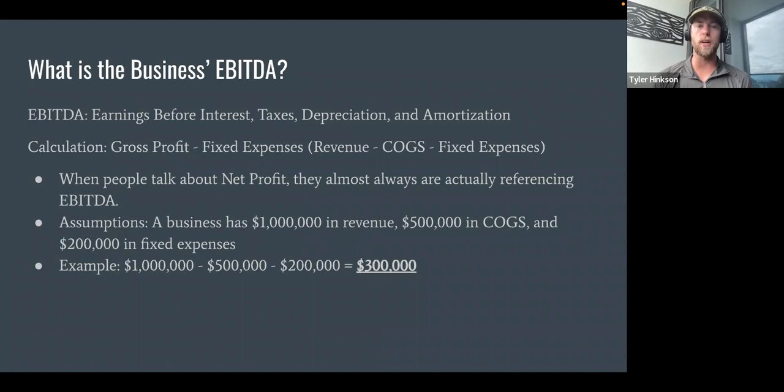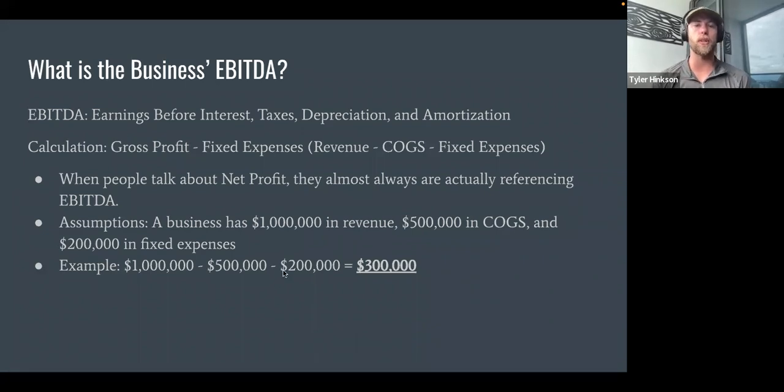But the calculation for it is you're going to take the gross profit minus the expenses to determine what the EBITDA or the net profit is. Another way to do it is you're going to take the revenue minus the cost of goods, which gives you the gross profit, minus the fixed expenses equals EBITDA.